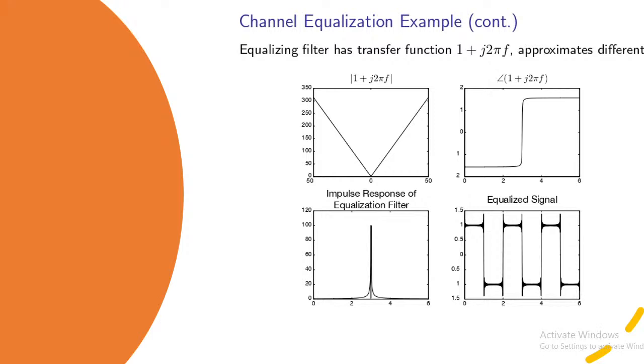Similarly, look at the amplitude. Now this amplitude is exactly opposite of that. So that also will be compensated. So the impulse response of the equalization filter will be like the one at the bottom left. And if you pass the signal through this, the equalized signal you can see on the right hand side.